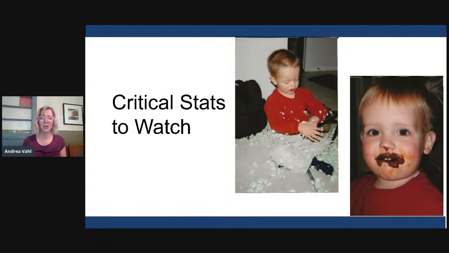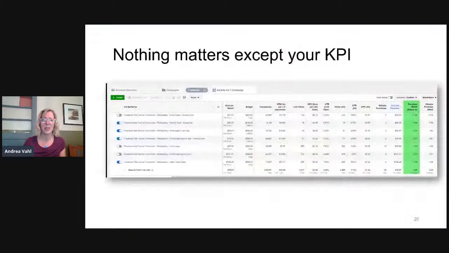So let's talk about watching critical stats. And these are my boys when they were young. You have to watch your stats because they can get into trouble, right? Just like kids, just like my boys. And this is my son Henry on the right. He would have like one M&M, and I don't know how he would do it. He would have chocolate all over his face. It was amazing. It was really kind of a gift that he had a talent for getting chocolate all over his face. So we have a lot of pictures like that of him. And then the other picture is my son, who likes to make messes and get into things. So you got to watch your ads just like your kids.